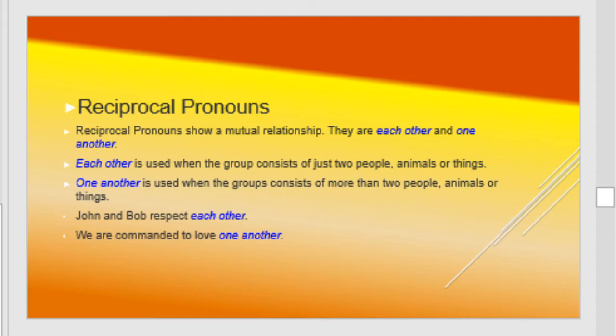Next, we also have reciprocal pronouns. From the word reciprocal, just like reuse, right? Reciprocal pronouns show a mutual relationship. They are each other and one another.